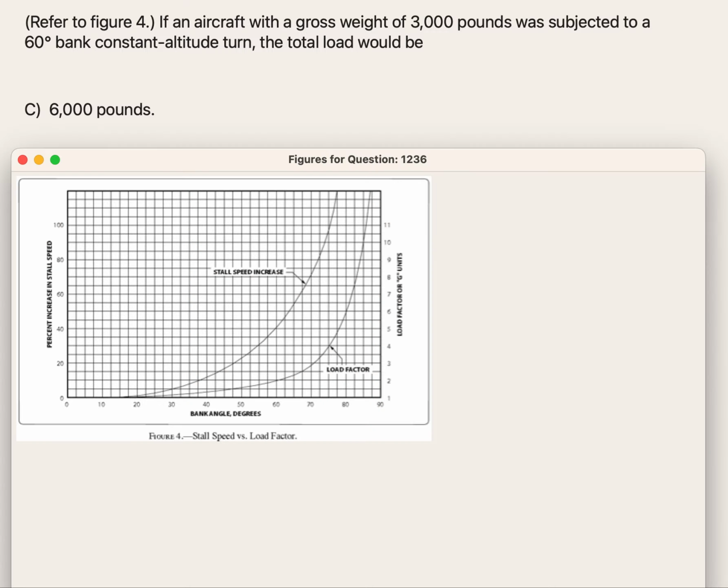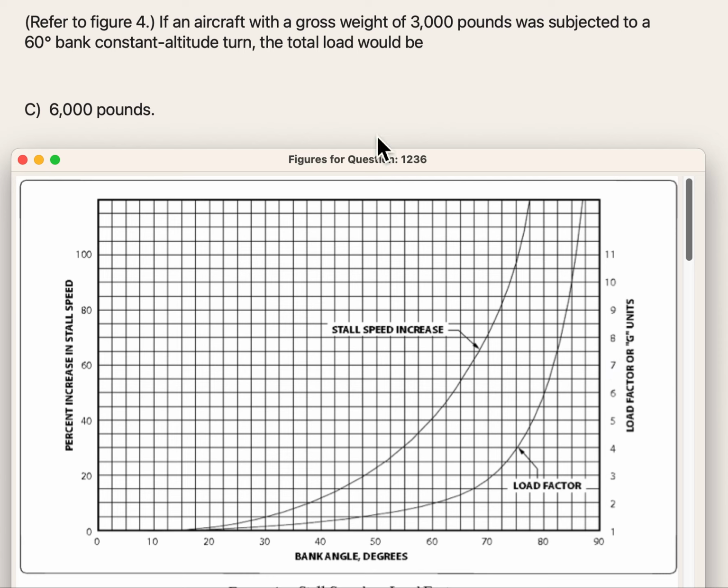Okay, refer to figure 4. If an aircraft with a gross weight of 3,000 pounds was subjected to a 60-degree bank constant altitude turn, the total load would be 6,000 pounds.